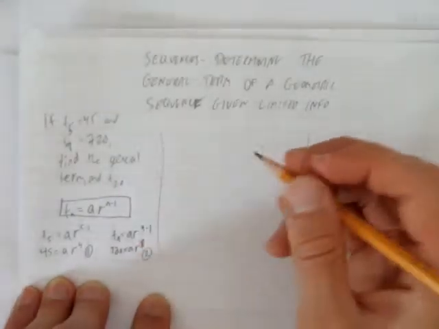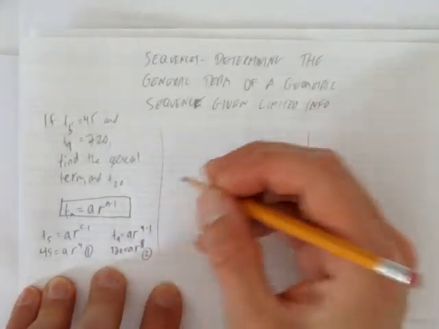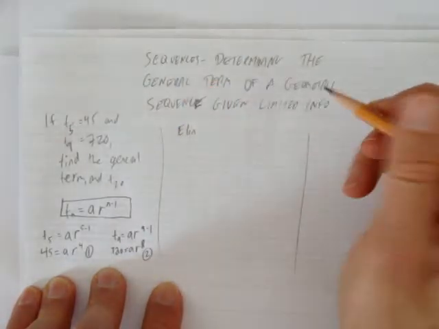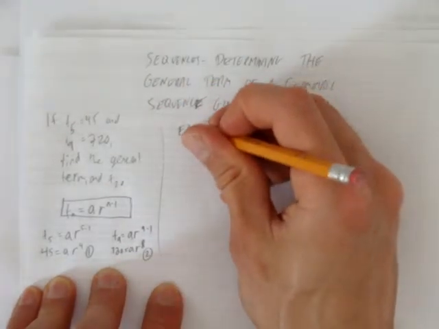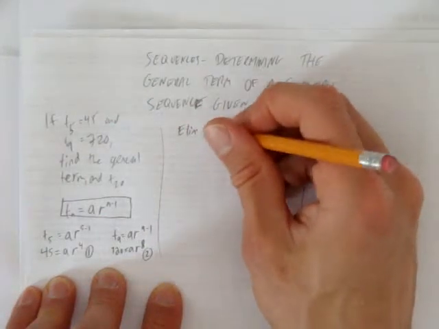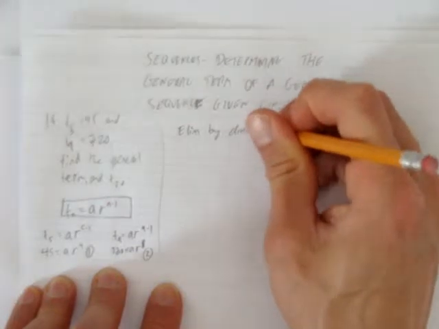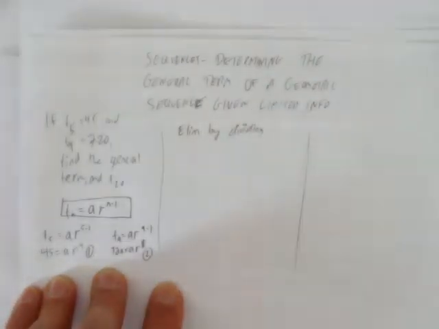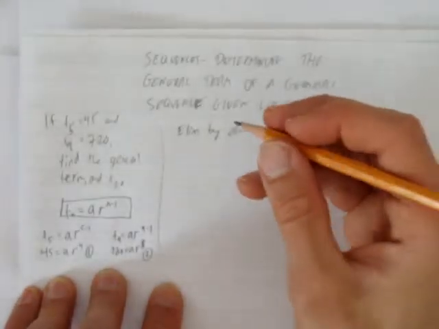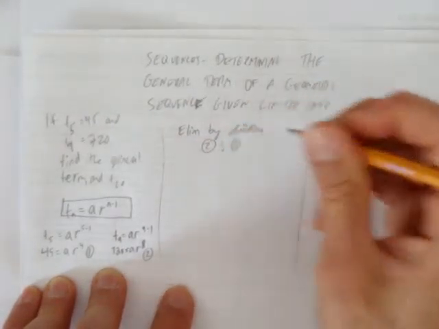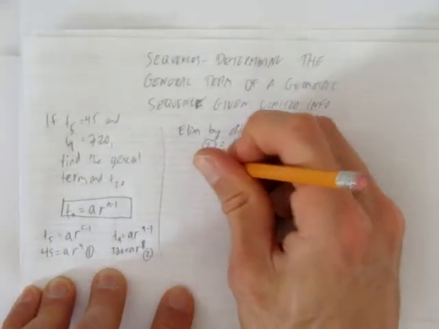Now, very similar to what you did in grade 10, we're going to use a form of elimination, except since this is a geometric sequence, we're going to use elimination by dividing. That is, we can't subtract equation 1 from equation 2. I mean, we could subtract it, but we won't get any closer to the answer. What we're going to do is take equation 2 and divide it by equation 1. So let's see how that plays out.